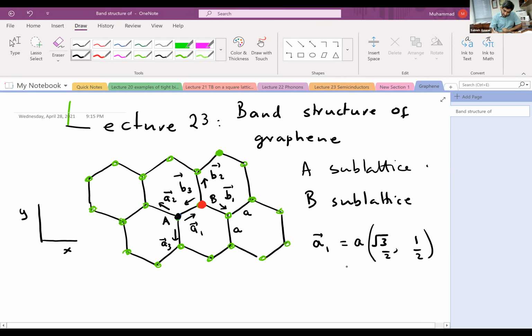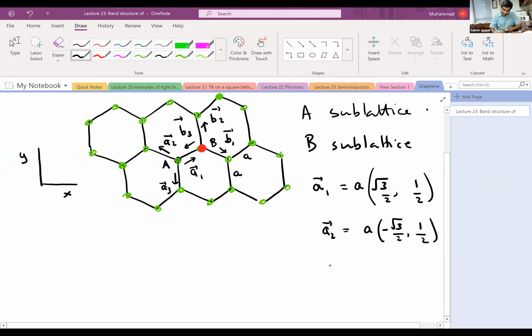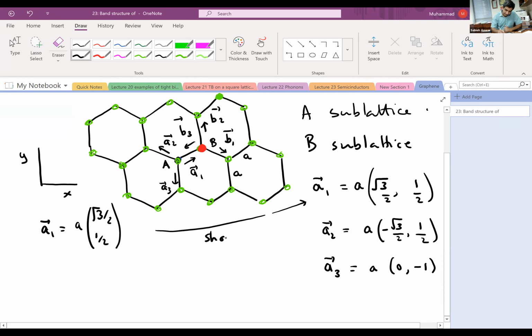1/2). Likewise, A2 is a times (−√3/2, 1/2). A3 would simply be a times (0, −1). So these are the three position vectors, A1, A2, and A3, and I'm defining my position vectors in this strange notation, where A1 really is a times (√3/2, 1/2). So it's a column vector, but for shorthand, I'm just writing them as row vectors.